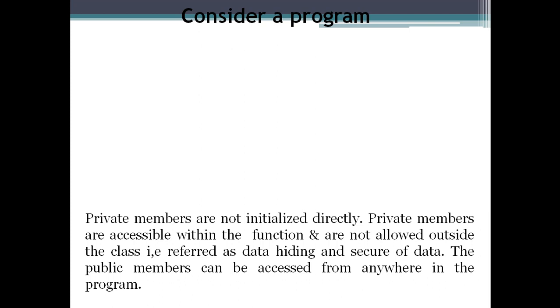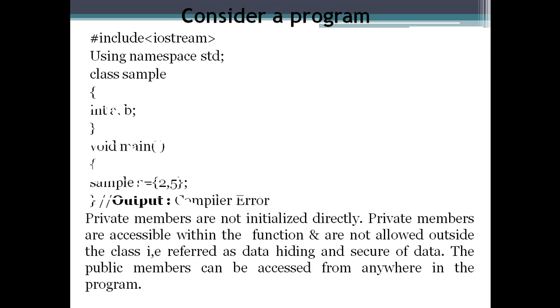Based on this concept, we are going for a simple example program. Taking a class named sample, you declare two data members, and then you declare the object s equal to 2 of 5, meaning we are directly assigning that value to the two data members. Again the compiler shows a syntax or logical error. So the drawback with this program is that the user cannot directly access the private data members. That's the distinction we can identify with this program.